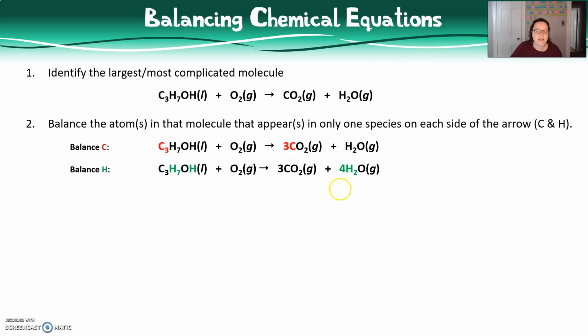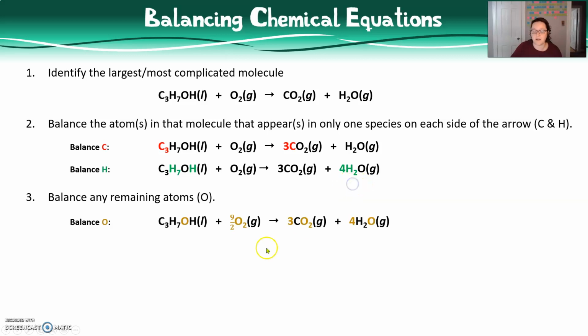Next, we balance any remaining atoms in this reaction, and in this case, that's going to be oxygen. Considering our coefficients that we've already added to the reaction, there are now 10 oxygen atoms on the product side, and oxygen appears in both reactants. Therefore, since there is 1 oxygen atom in the propanol reactant, this means we need 9 more oxygen atoms to be accounted for by the O2 reactant.